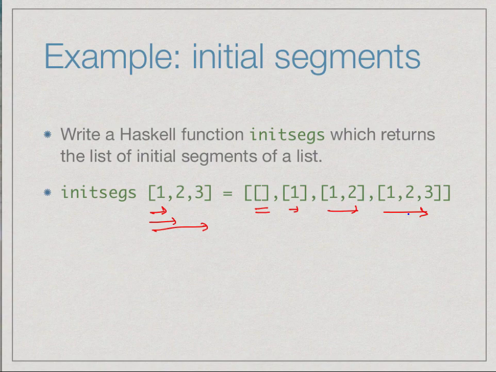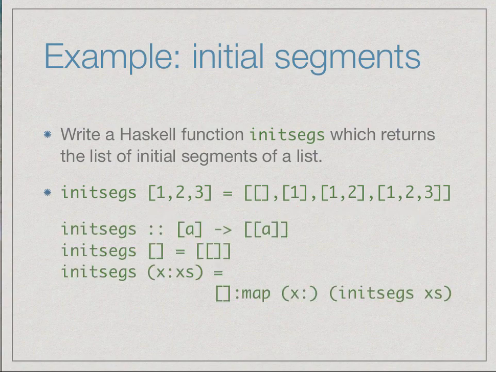So we want to compute the initial segments of the list. Of course, the initial segments of the empty list was easy. The only initial segment an empty list has is the empty list itself. So the base case is easy, right? Now what happens when we have the initial segments of a non-empty list? Let us take a simpler one. So the initial segments of 1, 2 is going to be empty, 1 and 1, 2.